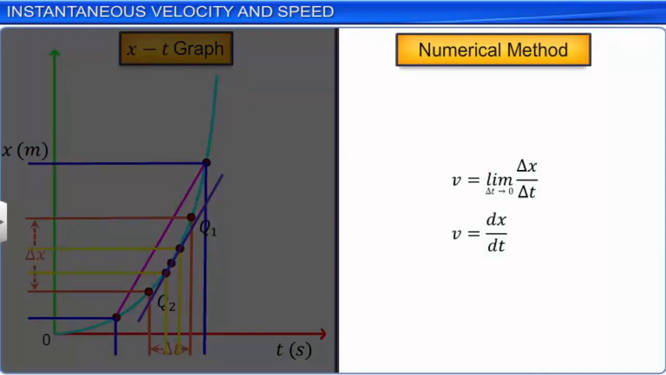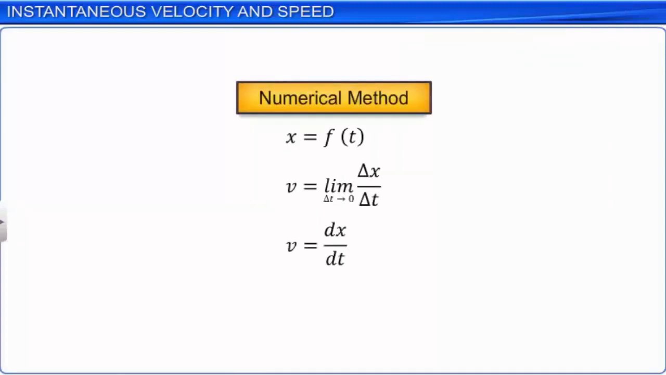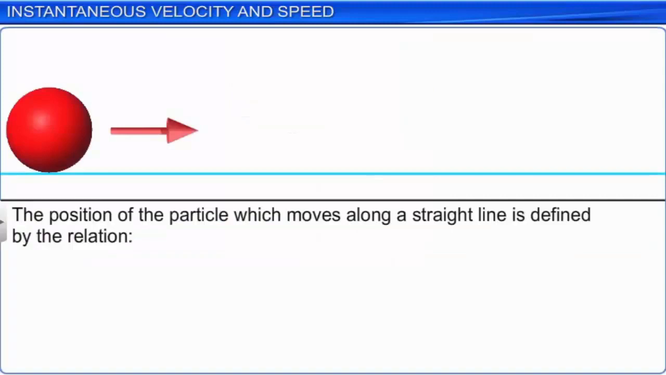Let's solve a problem using this numerical method. The position of a particle that moves along a straight line is defined by the relation x is equal to t cube minus 6t square minus 15t plus 40, where x is expressed in meters and t in seconds.